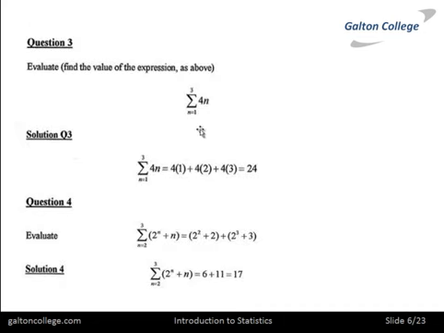What is the value of this summation? Well, n is equal to 1 to 3 of 4n. So it becomes 4 times 1, that's the first one, plus 4 times 2, that's the second one, plus 4 times 3, that's the third one. It stops at 3 because it tells us here we've got to stop at 3. Equal 24.